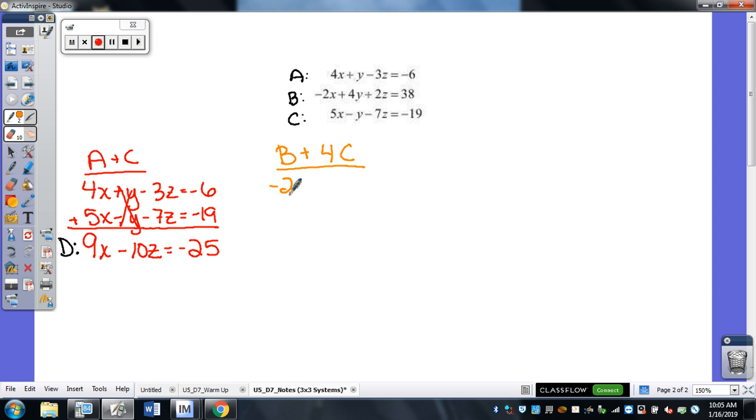So my b equation is not going to change. So that's still negative 2x plus 4y plus 2z equals 38. Equation C, I'm going to multiply everything in there by 4. So 20x minus 4y minus 28z equals negative 76.